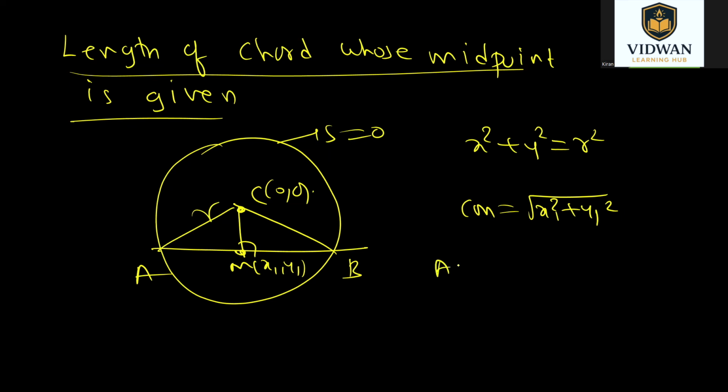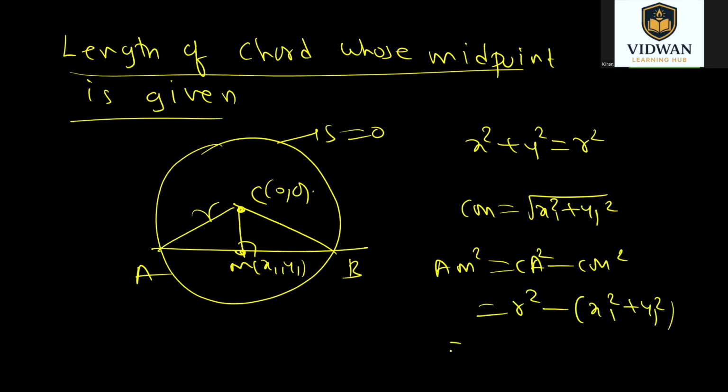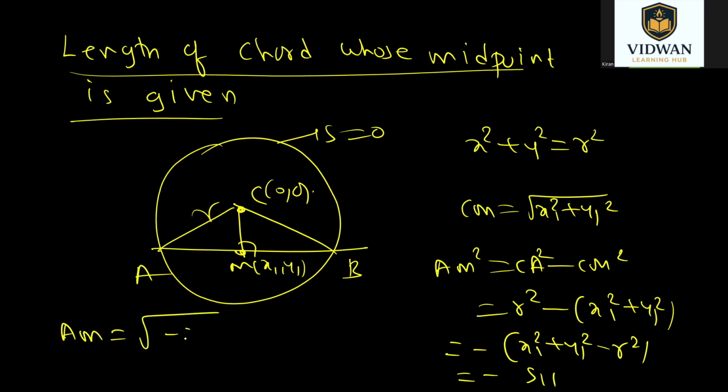And CA is the radius which we already know. So by Pythagoras theorem, AM square will be equal to CA square minus CM square. So this is r square minus of x1 square plus y1 square because root is eliminated after squaring. So clearly if you take minus common, it is x1 square plus y1 square minus r square, which is nothing but minus of S11. So this is AM square. So AM will be equal to root of minus of S11. And what will be AB? M is the midpoint. So AB will be 2 times of this, so 2 times root minus S11.